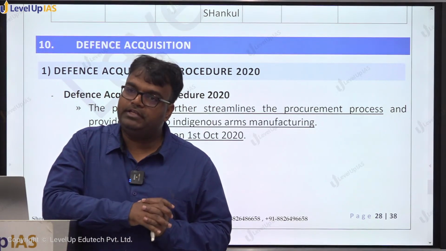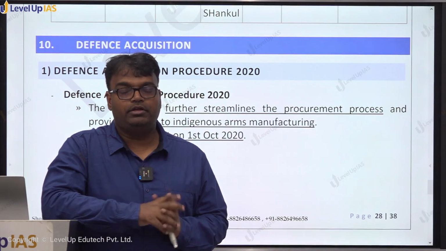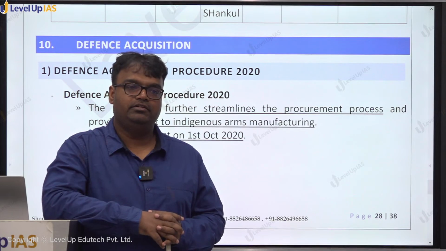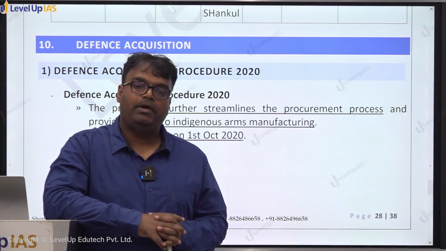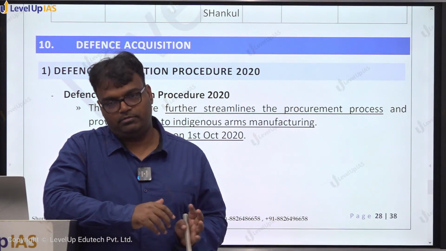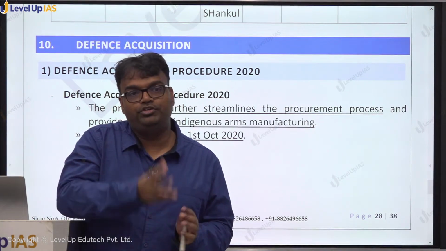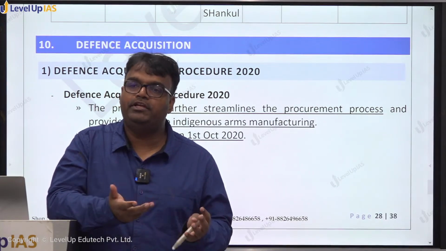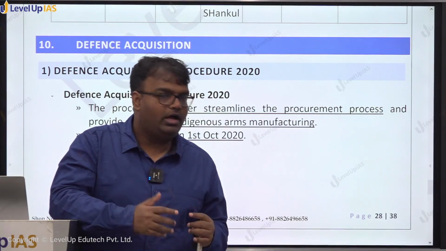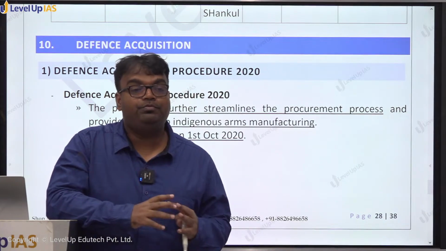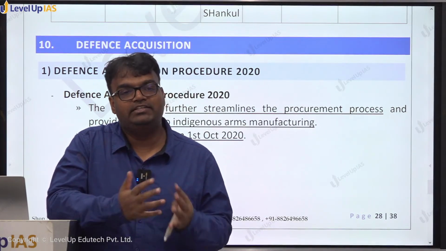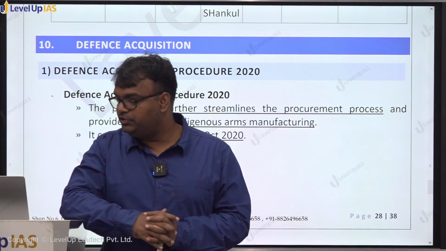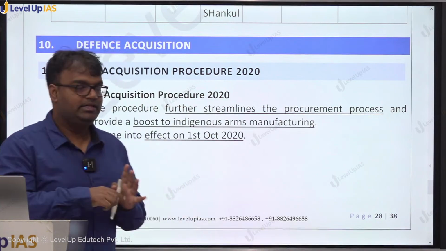Even when we are getting something from outside, the priority should be given to getting the technology from outside and manufacturing in India. Even if you are buying something from outside altogether and manufacturing it in India, there also an indigenous component should be there. Through this, we try to promote Make in India. We try to promote Atmanirbhar Bharat. We try to promote Indian defense industries. So our defense acquisition procedure does things like this.